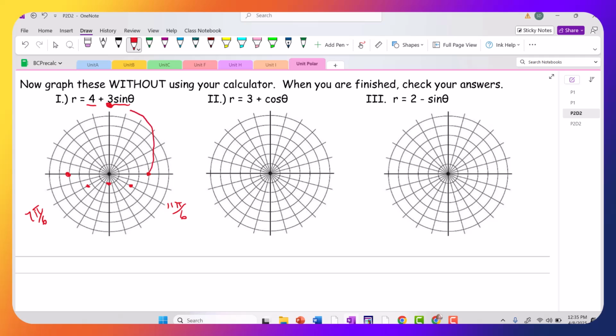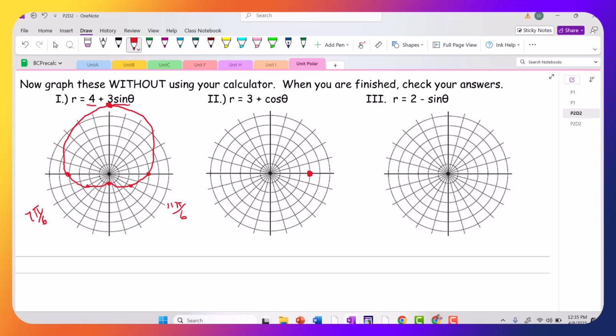So how do I graph this without having to do all of them? Boom, boom, boom. Little bit of a dimple, but not all the way back to the origin. Why is it a little bit dimpled? 4 is not double 3. Watch this next one. 3 plus cosine. Cosine of 0 is 1. 1 plus 3 is 4.